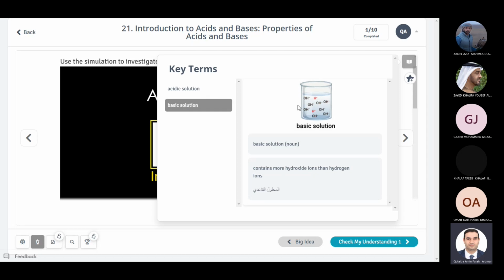We said that the basic solutions are the OH negative, or the hydroxide. So the hydroxide in basic solutions should be more than the positively charged ions. The hydroxide is negatively charged. Okay.